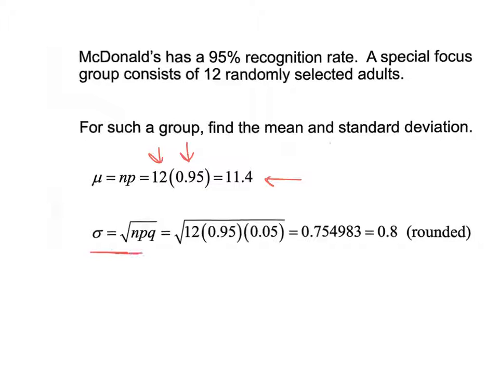Standard deviation, square root of n times p times q. There, those are. Don't forget q is 0.05 because p and q always add up to 1. I'm going to round it up to 0.8, so it's not quite so big.